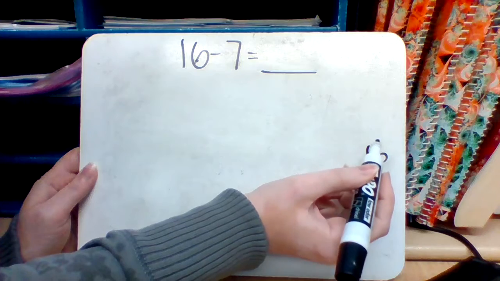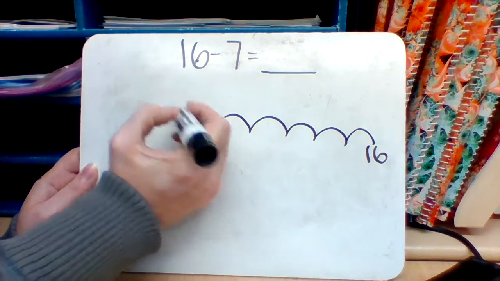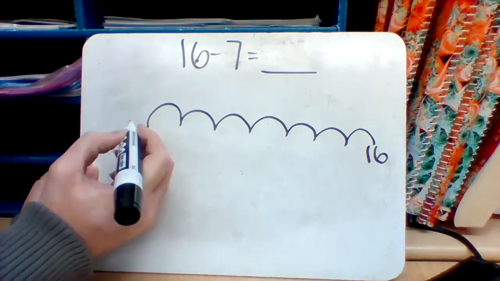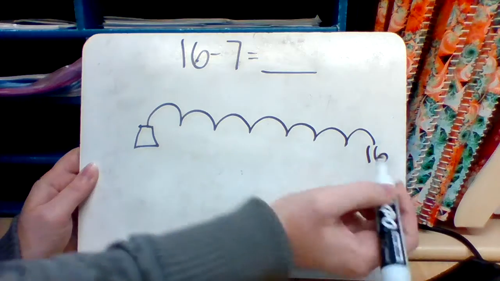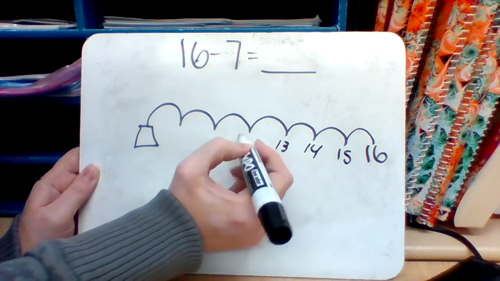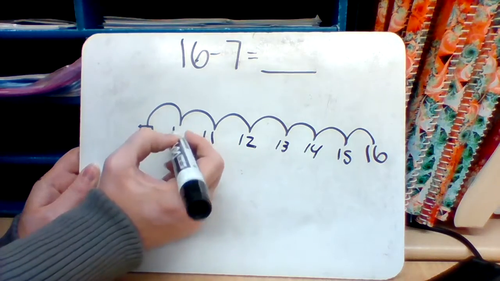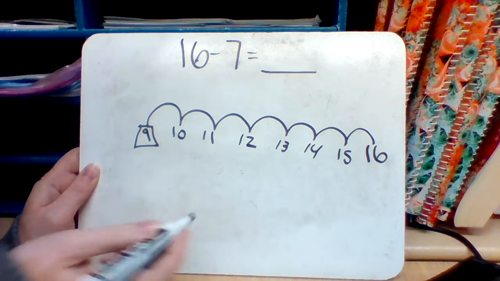So I'm going to take 7 jumps. 1, 2, 3, 4, 5, 6, 7. Once I've done that, my answer is going to be in this box on my number line. I need to figure out what number goes there. So I'm just counting backward. 15, 14, 13, 12, 11, 10, 9. So 16 minus 7 equals 9.